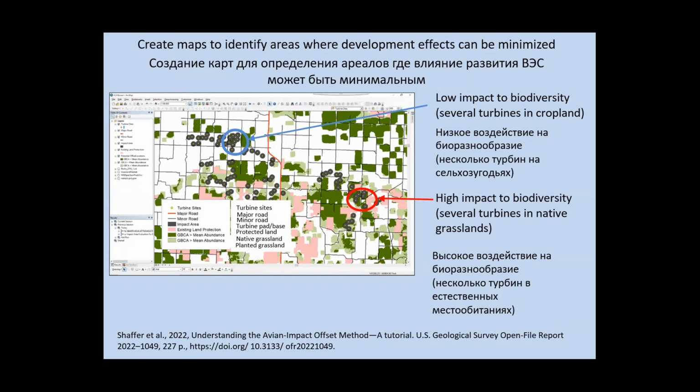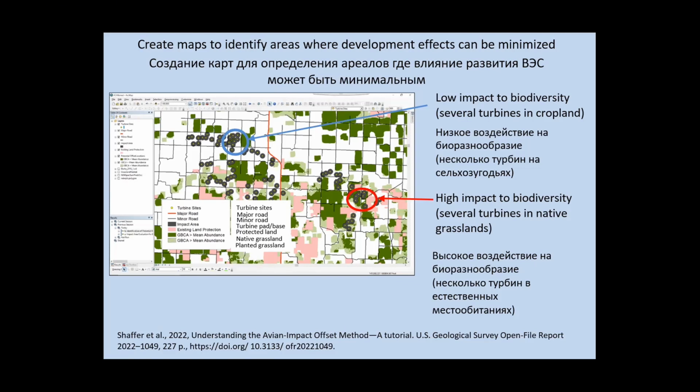Light green and dark green areas represent both planted and native prairie grasslands. Pink areas represent areas of grasslands that have been protected from any future human developments. White areas represent cropland, that is, grasslands that have been destroyed and are now growing agricultural crops.